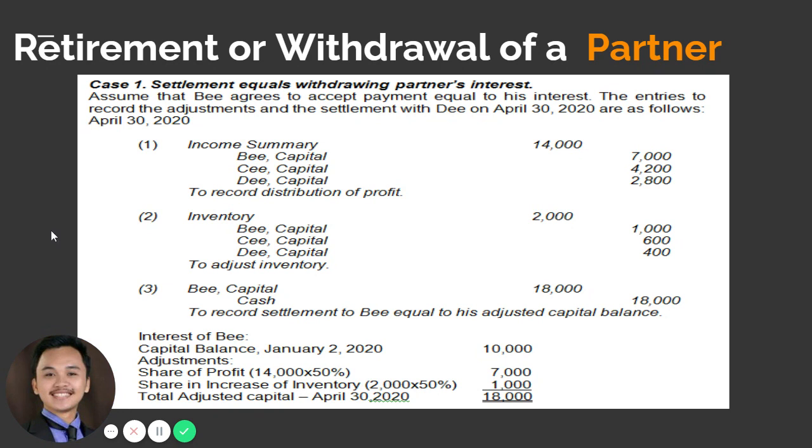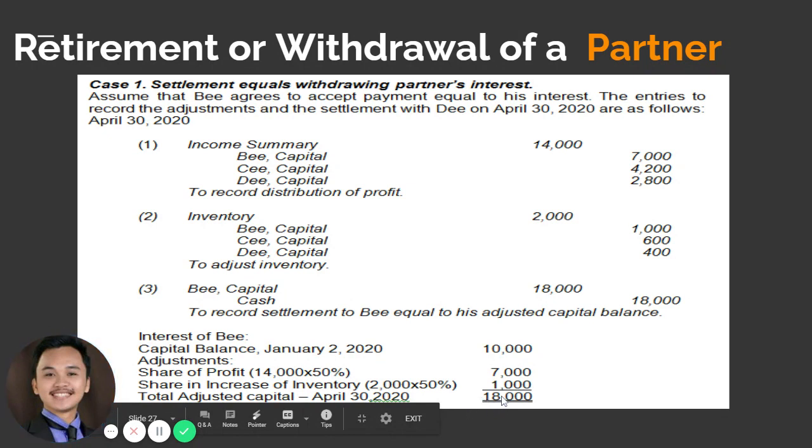So let us compute B's interest. B's capital balance is 10,000. And then the adjustment, his share in the profit. What is the profit and loss ratio? B's ratio is 50%. So 14,000 times 50% is 7,000. And then his share in the increase of inventory also: 2,000 times 50%. So therefore, the total adjusted capital on the date of withdrawal of partner B is 18,000.